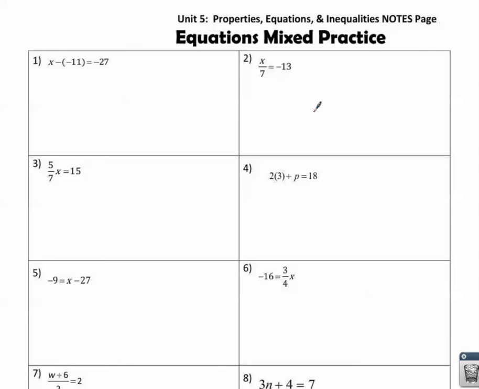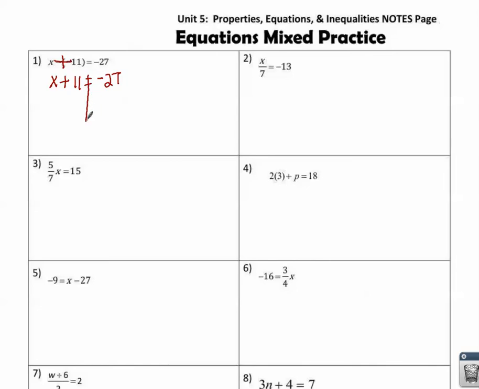Today we're going to talk about some just mixed practice for equations. So within here you'll have one step and two step. In problem 1, remember minus a negative is plus a positive. So we're going to have one big plus sign here, and I'm going to rewrite it so it's easily read.